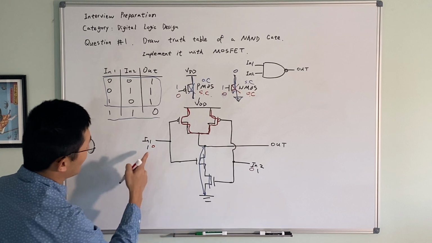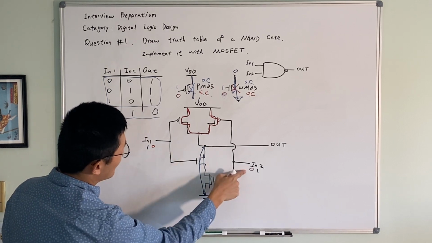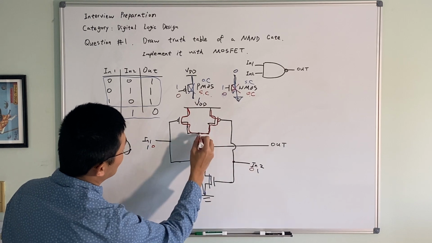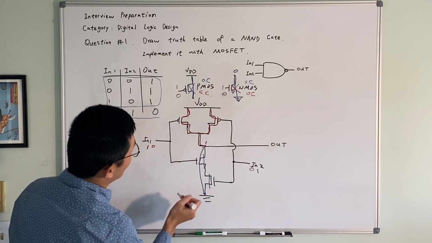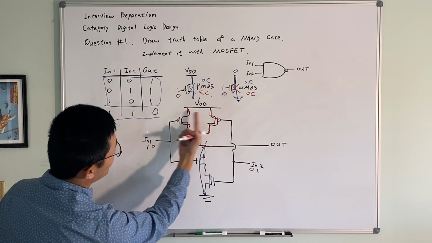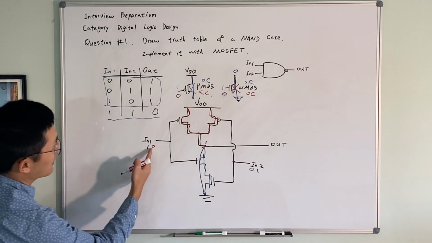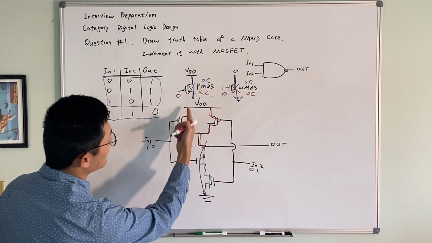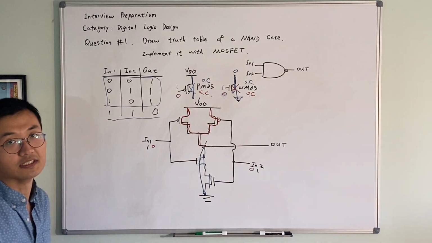So if either one of input 1 and input 2 is 0, then you get a logic 1 here, because either one of the pull-up networks is active. If both of them are 0, then you still get a logic 1 at the output, because both of them are pulling it up to VDD.